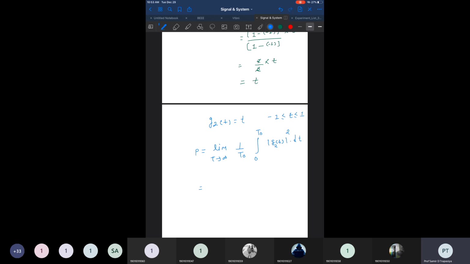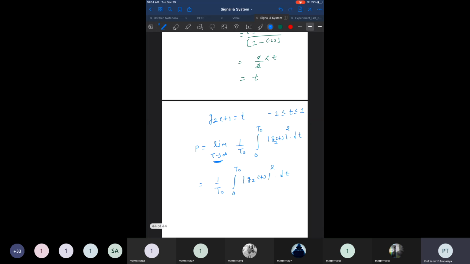Because the signal is g2. Now I omit this term because everybody understands that the total duration of this signal is infinity, so there is no need to use it in every calculation. If you want to carry it forward, you can; otherwise you can omit it if t doesn't come into your equation. So finally, our simplified equation is 1 by t0, integral from 0 to t0, g2 of t whole square dt.